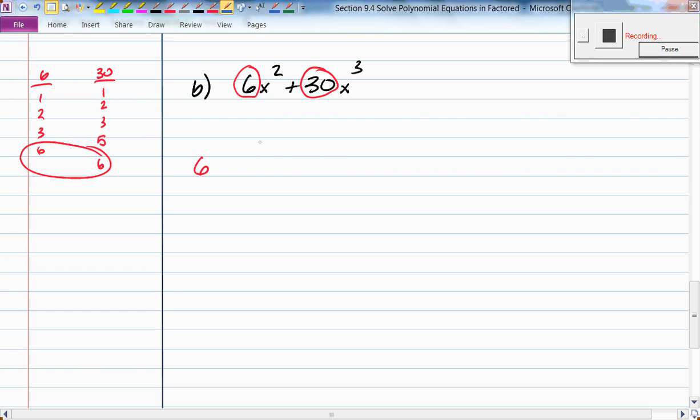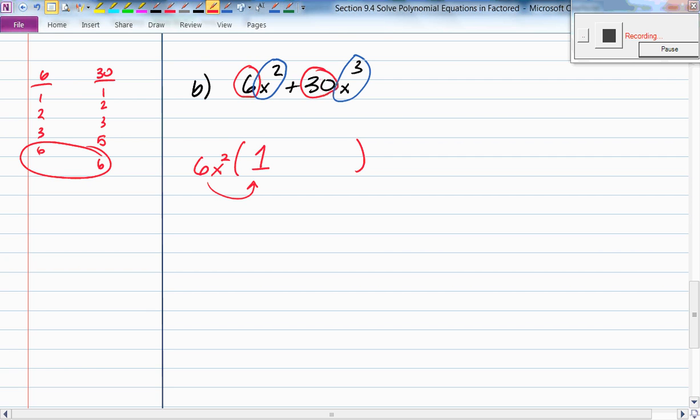Now, we have to look at the variables. How many x's do you have here? And how many x's do you have here? So what's the most you can take out of each one? 2. Very good. You can take out 2 of them, right? So you can pull out an x squared. And that's going to leave you with something. So ask yourself this question. 6x squared times what would give me back a 6x squared? 1. Very good. 1. That's just times itself. Very good.